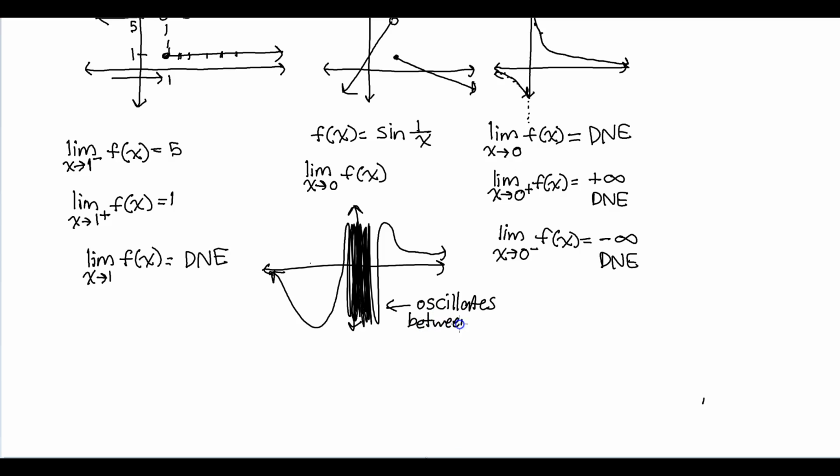Between 1 and negative 1. There's no clear number it approaches because it will oscillate extremely quickly as it approaches 0. Because the values of x are getting smaller. Remember, it's 1 over x, not x. So it'll oscillate more and more quickly, as you can see by the graph. There's nothing really approaching 0. It's just either 1 or negative 1 at a certain point. So this is another case of a limit not existing. Okay, so we are done.